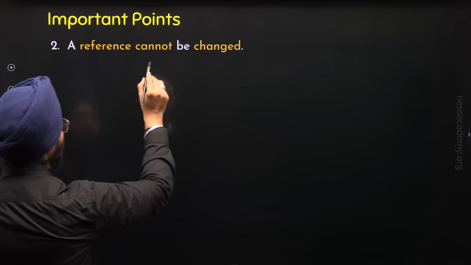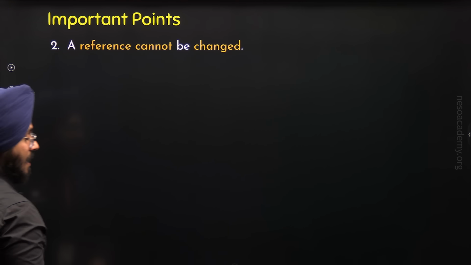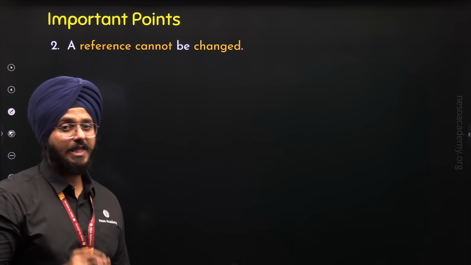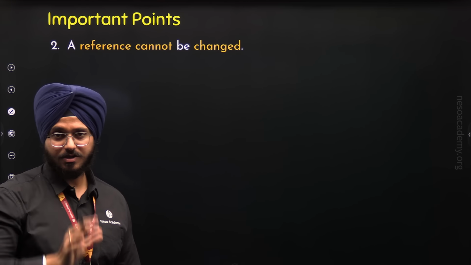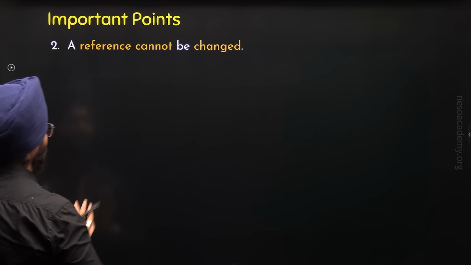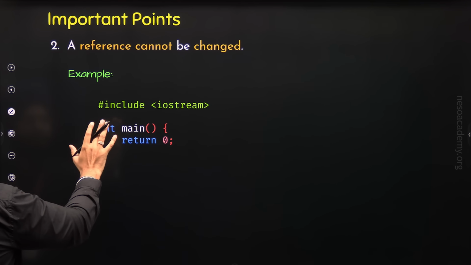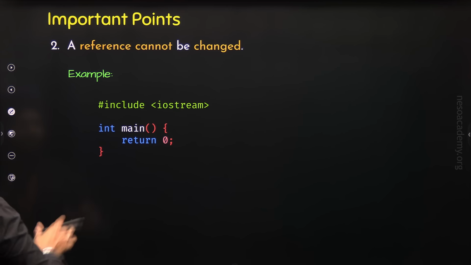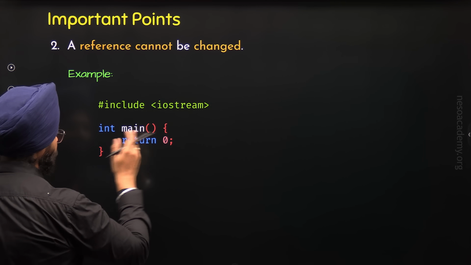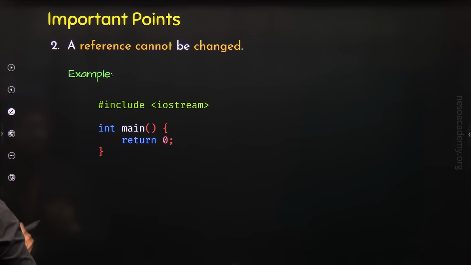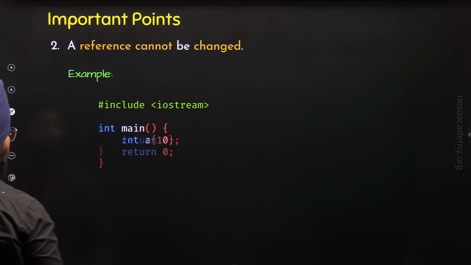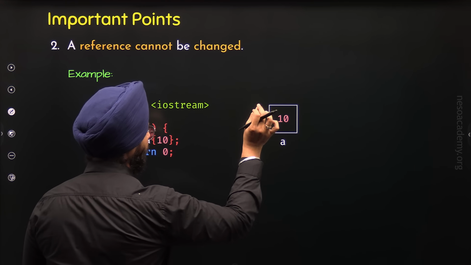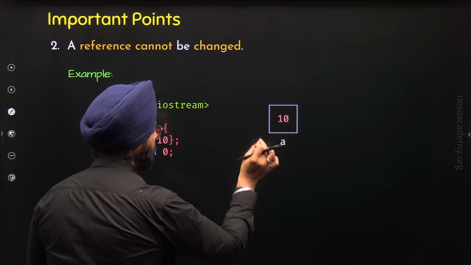A reference cannot be changed. Once a reference is defined for a specific variable, we cannot change it. For example, let's say I have written this C++ program. This is the basic C++ program. Inside this main function, we have just return 0 statement. Now, let's define variable a with value 10 like this. We can think of it as a box with value 10 and the name of this box is a.